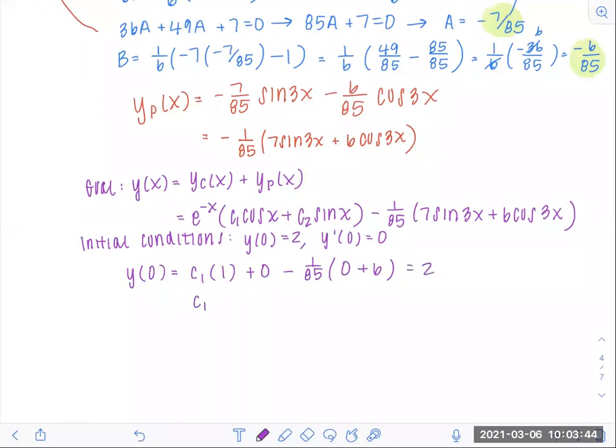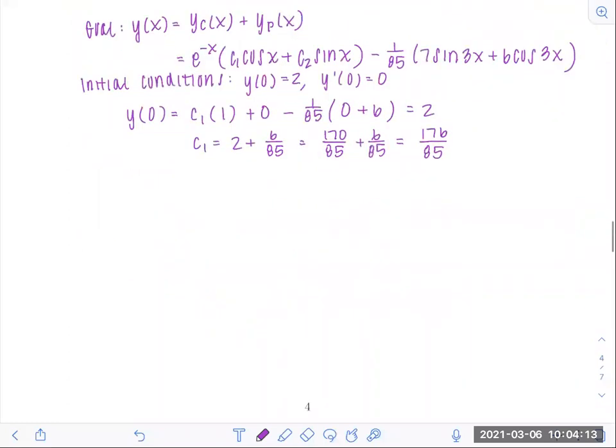So in other words, c1 equals 2 plus 6/85. And so if I get a common denominator of 85, what am I going to get? So 2 times 85 is 170 over 85 plus 6 over 85. So I get my c1 value is 176 over 85. All right, so we're almost home free. The only thing we're missing is c2.